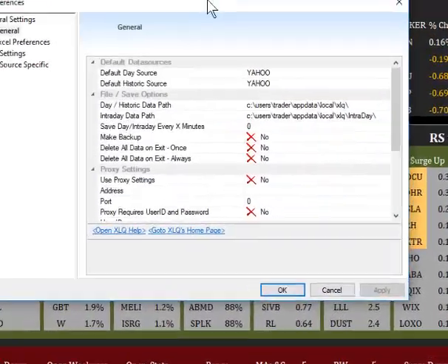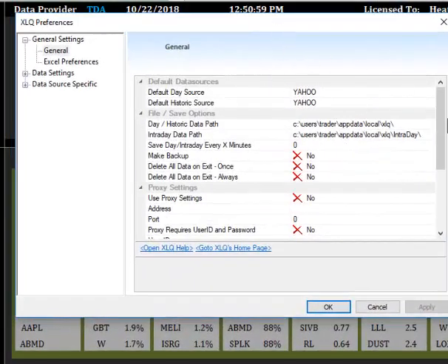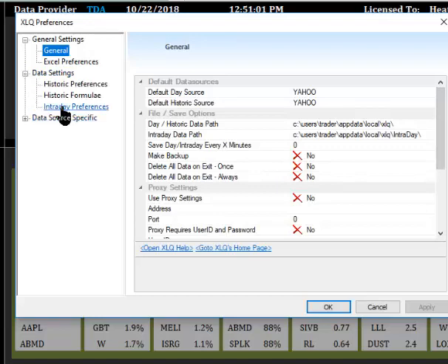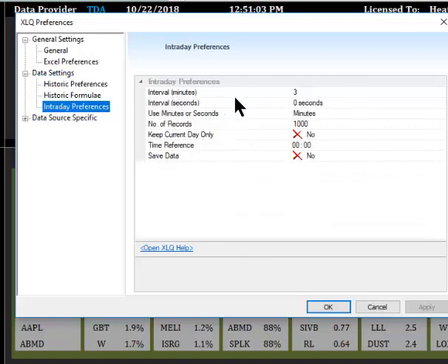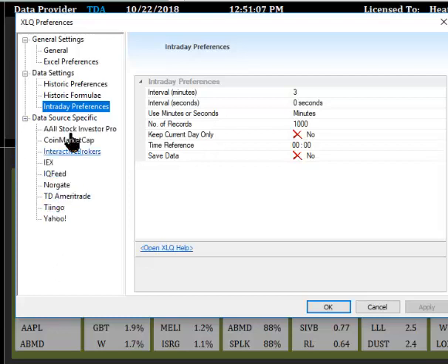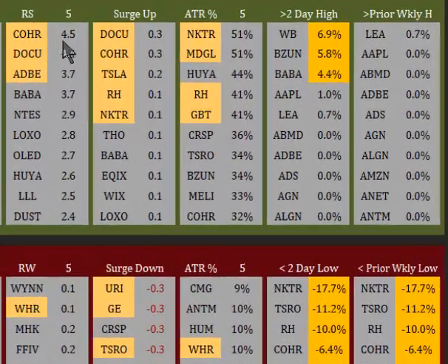You can adjust all these in the XLQ preferences section under data settings, intraday preference. You can see there's the 3-minute interval that I use. Also, you can select preferences for your intraday data provider. To my knowledge, TD Ameritrade, Interactive Brokers, and IQFeed are the only ones that do intraday data, although I could be wrong.